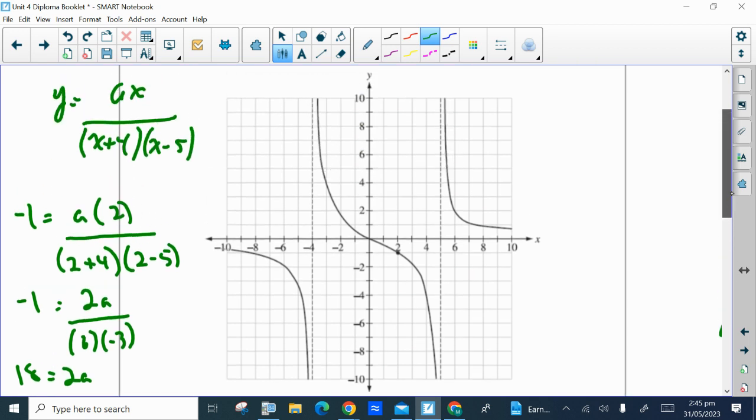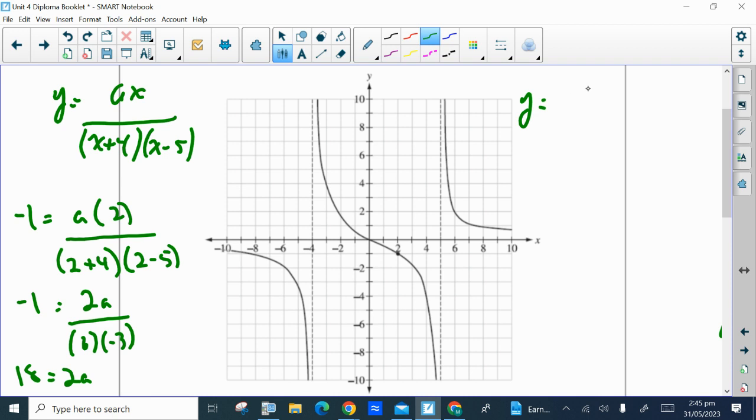So now we can write our equation. Y equals 9x over, if I multiply out those binomials on the bottom, I'll get x squared minus x minus 20. So the values of A, B, and C. A we know equals 9. Now we know that B is -1 and C is -20.